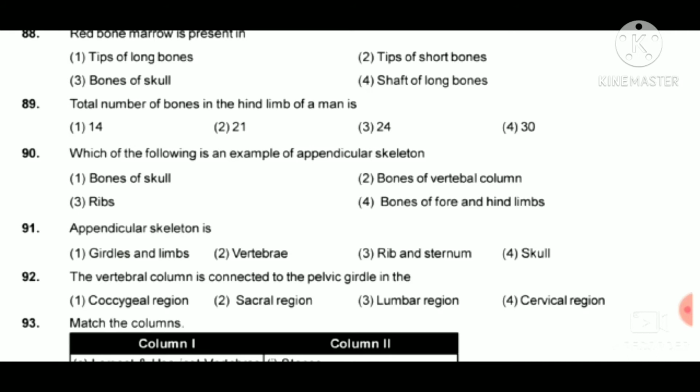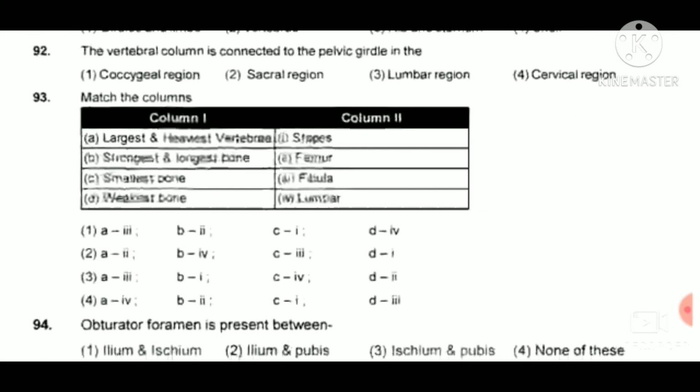The vertebral column is connected to the pelvic girdle in the number 1 coccygeal region, number 2 sacral region, number 3 lumbar region, number 4 cervical region, and the answer is option number 2 sacral region. Next is question number 93.